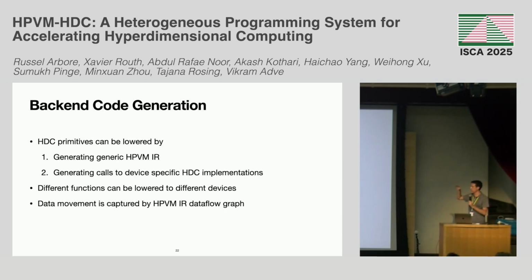Once we've applied our transformations, we lower them to target device-specific code. We can do this in two ways. Either we can lower an HDC primitive into generic loop level and parallel loop level HPVM IR code, which, intuitively, is taking a Hamming distance and converting it into the loop that actually implements a Hamming distance. And this is useful for devices such as the CPU, where you can actually lower a loop onto a CPU and that actually means something.